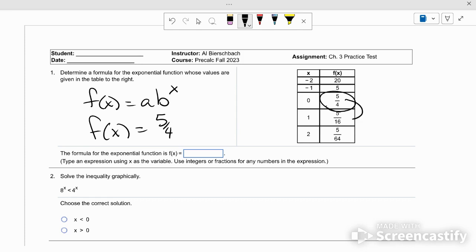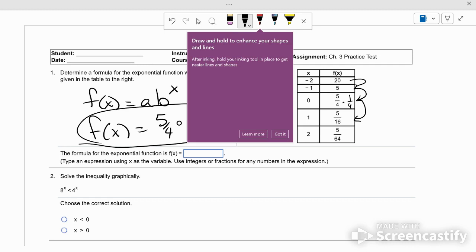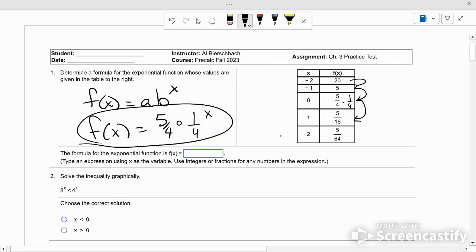How do you get from 5/4 up to 5/16, or down to 5/16 in this case? Multiply by 1/4, right? If we multiply by 1/4, we get there, because 20 times 1/4 gets there, 5 times 1/4 gets there. So b, what we're multiplying by each time, is 1/4. And this is our equation. Okay? Are we good with that?